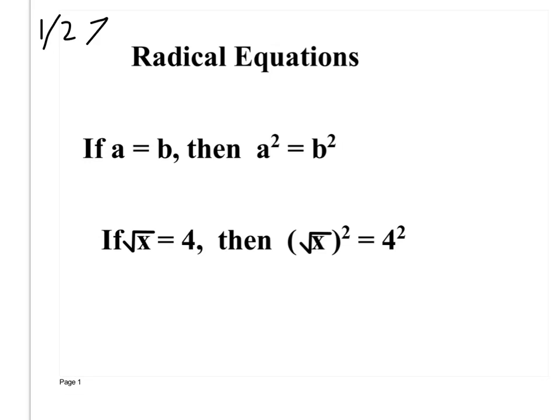Today we're going to do radical equations. If you have a is equal to b, then a squared is equal to b squared. If you square one side, you can square the other and they remain equal. Remember, what you do to one side, as long as you do it to the other, it remains equal.